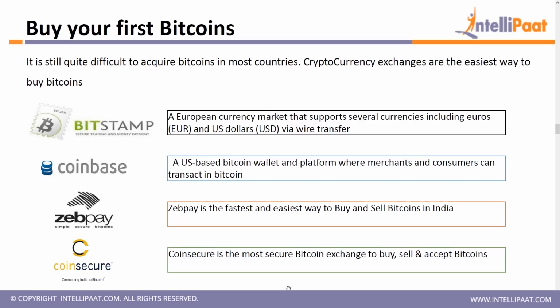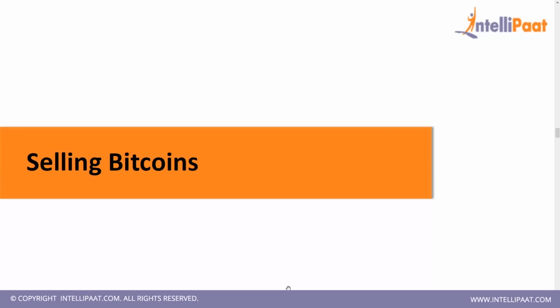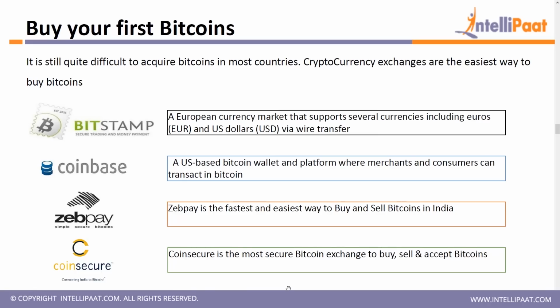ZebPay. ZebPay is the fastest and easiest way to buy and sell Bitcoins in India. So if you want to purchase and sell your Bitcoins in India, you can use ZebPay. Coinsecure. Coinsecure is the most secure Bitcoin exchange to buy, sell, and accept Bitcoins over the internet. So these were some options using which you can buy your first Bitcoin over the internet. And all these options use cryptocurrency exchanges in order to exchange your Bitcoins in the easiest manner.